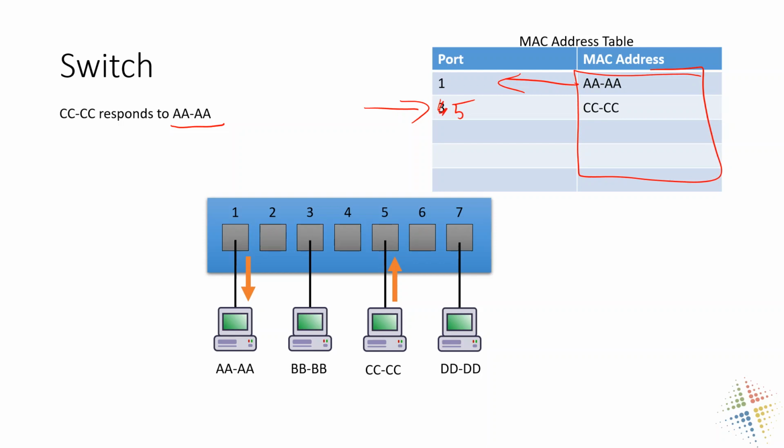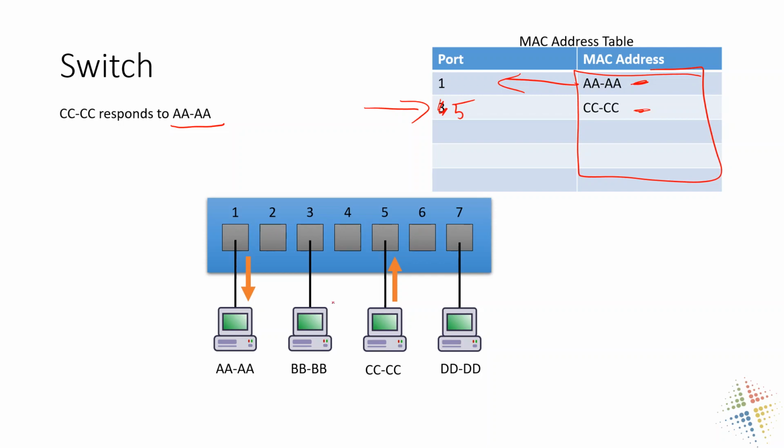Likewise, any further communications between AAAA and CCCC continue back and forth. Every single packet that goes through the switch looks up at its MAC address table and says, this guy is on port number 1, this guy is on port number 5, so I'm going to directly forward your traffic to those destinations. This isn't routing, this is switching or forwarding.